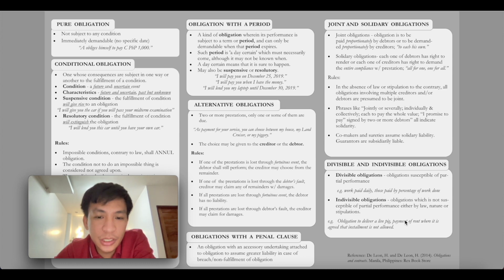Okay. If one of the prestations is lost through the debtor's fault, the creditor may claim any of the remainders with damages. Kumbaga, paano daw kung nawala yung isa dyan because of the fault nung debtor? For example, nawala yung bahay. Bakit? Kasi sinunog ni debtor, for example. Sinunog nung may-ari ng bahay. So what will happen? Si creditor daw pwedeng pumili diyan sa dalawa, yung Land Cruiser or yung piggery, pero this time with damages na. Bakit may damages na? Because there's already fault. Tama? So, ayan. May damages ng kasama.